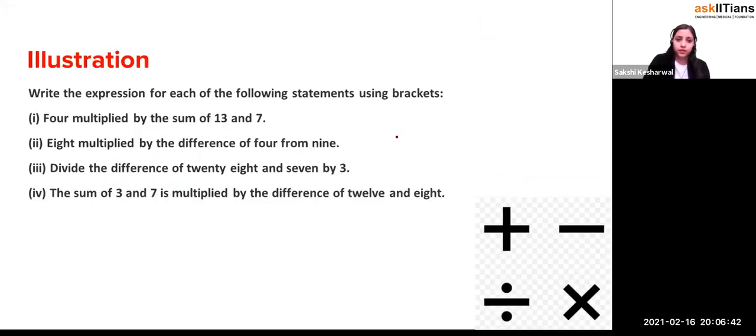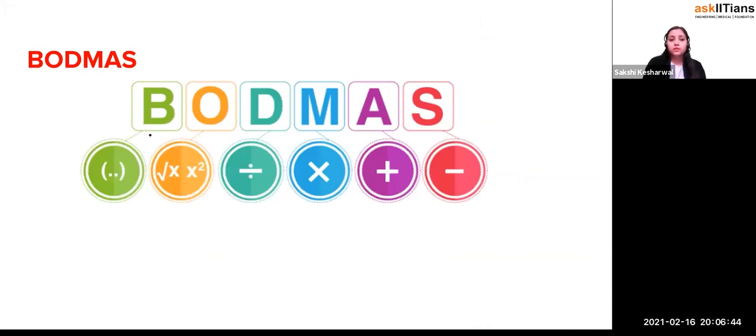Now coming to BODMAS. What do you mean by BODMAS? BODMAS means B is bracket. O means of, like square roots, or anything else you have. D means division, M means multiplication, A means addition, and S means subtraction, right?